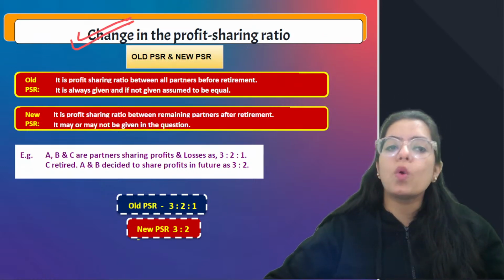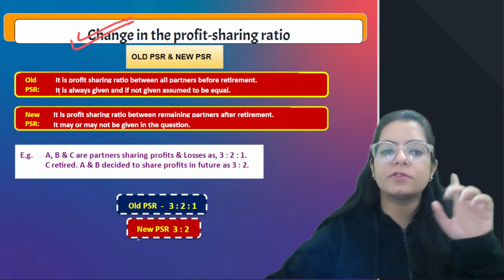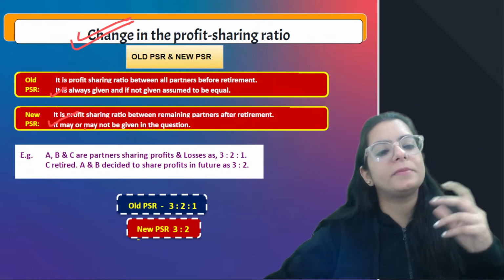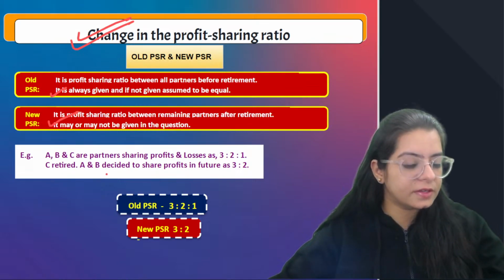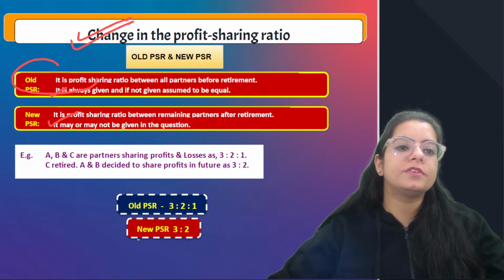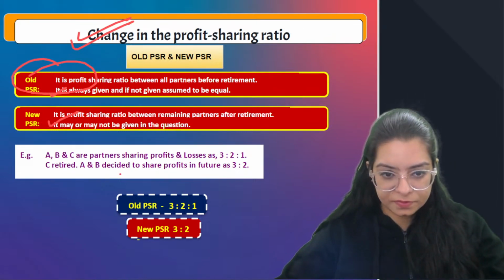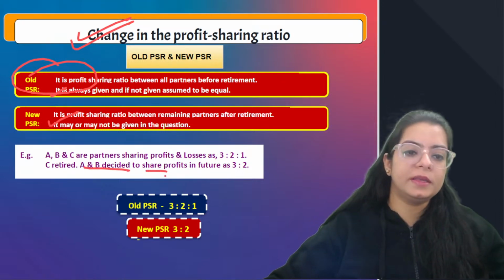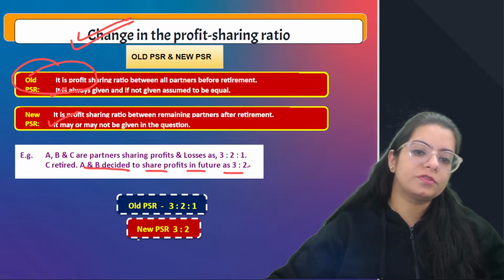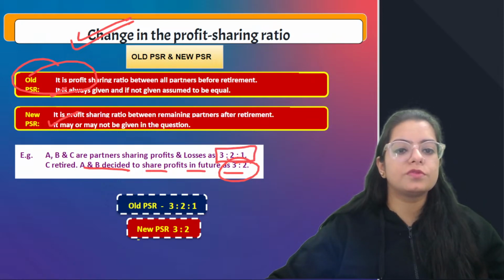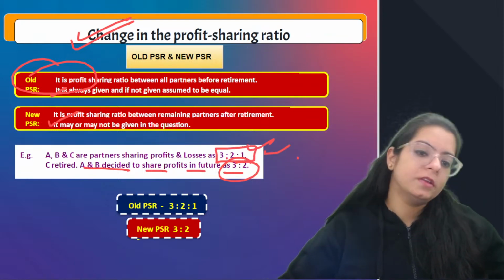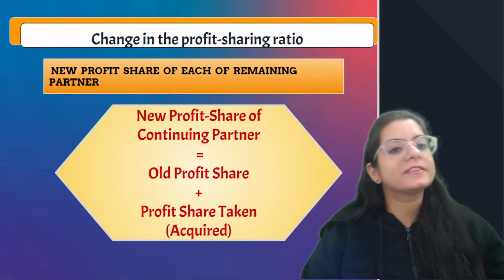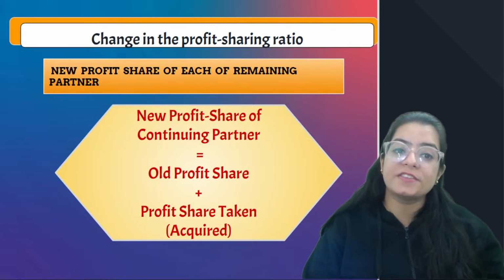What is the old ratio? The ratio before retirement is the old ratio. The ratio after retirement, of the remaining partners, is the new ratio. For example, if A and B decided to share profits in the future in the ratio 3 to 2, this is the new ratio, and 3 to 2 to 1 is the old ratio. So the ratio before retirement is the old ratio, and the ratio after retirement is the new ratio.